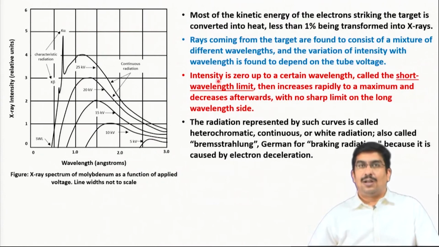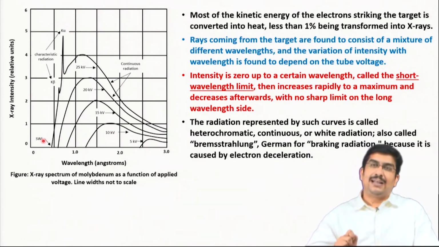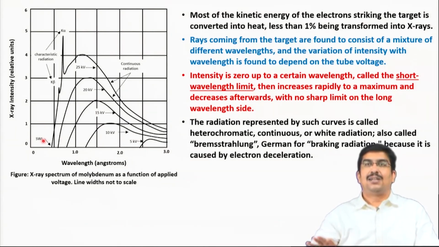Okay. So, before understanding this spectrum, we have to understand one thing: most of the kinetic energy of the electrons striking the target is converted into heat, and only a small fraction of this kinetic energy is transformed into X-rays. Typically 1%, or even less than 1%, of the energy of the incoming electrons is transformed to X-rays.